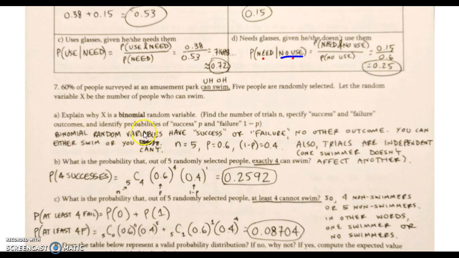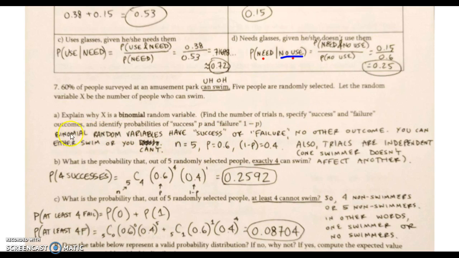We also know that with binomial random variables, the number has to be static. We can't have this number changing. The number of trials has to be set in stone. It's not like we're going to ask people until we find 5 people that swim. It says we're only going to select 5 people. So that number being static is super important.